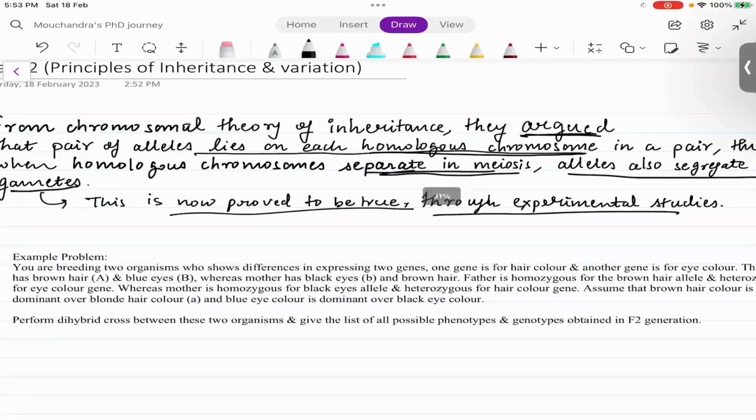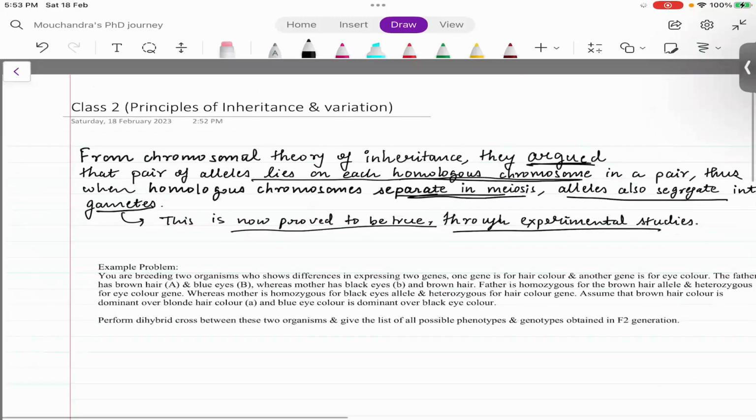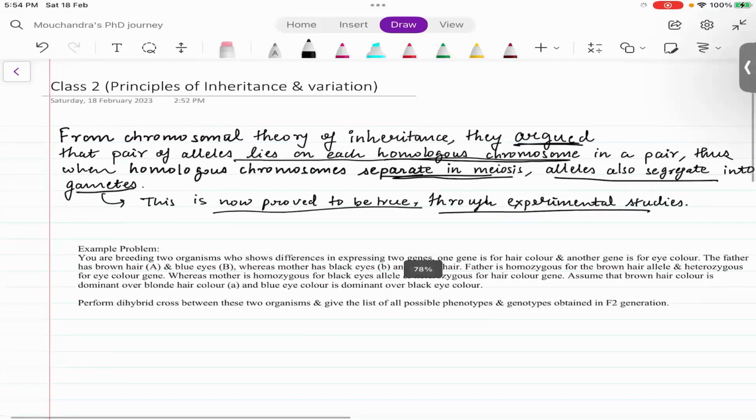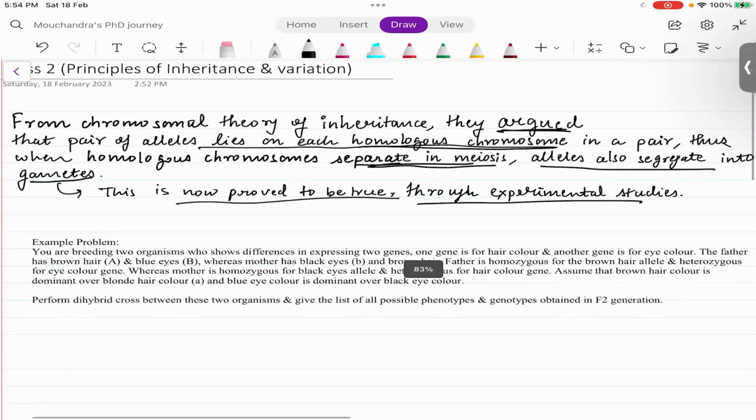So till now we have covered what a dihybrid cross is, and who proposed the chromosomal theory of inheritance and what it is based on: that the behavior of genes and chromosomes is similar. We also saw a few exceptions seen in nature, exceptions to the monohybrid cross which Mendel gave. Now, we are going to do an example problem which is based on the dihybrid cross.